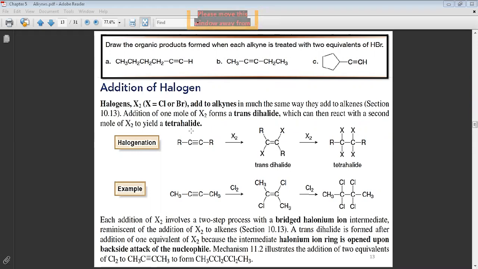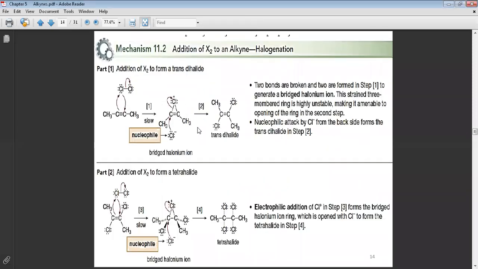Addition of the halogen, X2, will give you a tetrahalide. This is the addition, the same one. What is the mechanism? The same mechanism. We have a bridge. If you remember, we have a bridged halonium ion. This is the mechanism.